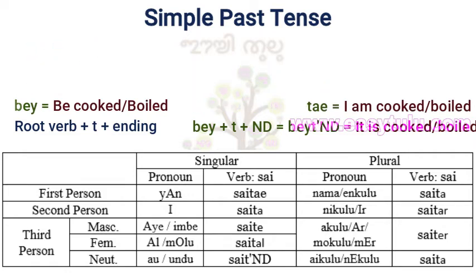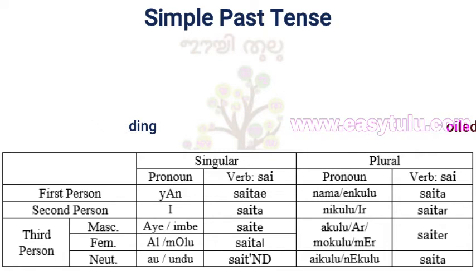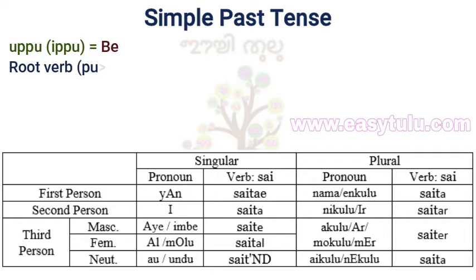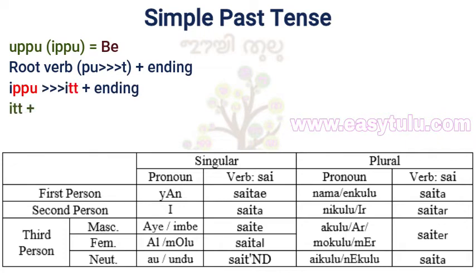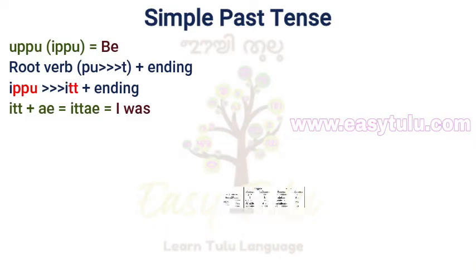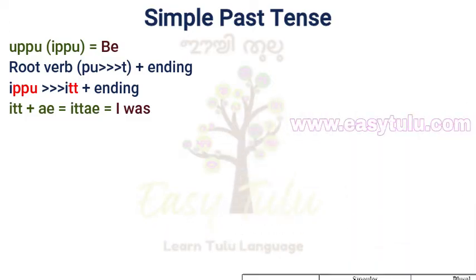Okay, now let us conjugate few more verbs in simple past tense. Uppu or ippu means be. This is a pu ending verb. So pu in the root verb changes to tu and then add personal ending. So ippu changes to ittu. Personal ending for yana is a. Ittu plus a, itta. I was.